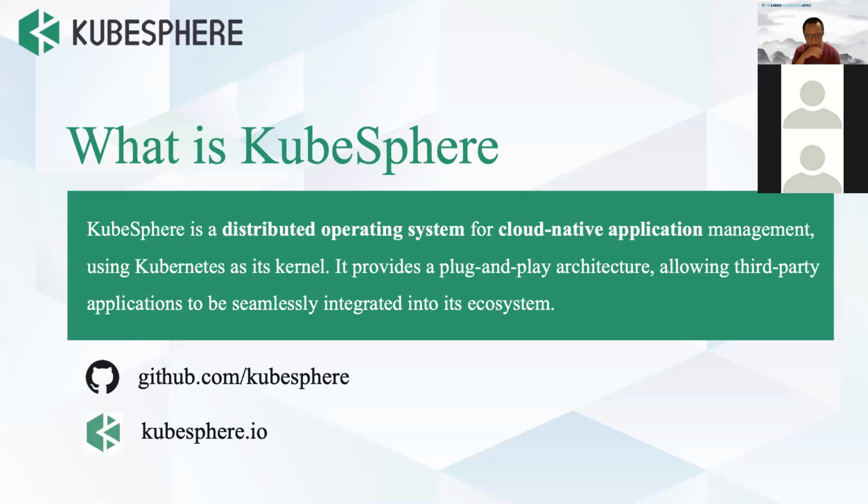So yeah, I already talked a lot about Kubernetes, so let me give a brief introduction about what Kubernetes is. Kubernetes is a distributed operating system for cloud-native application management. Using Kubernetes as its kernel, it provides a plug-and-play artifact, allowing third-party applications to assemble and integrate into its ecosystem. You can get more information from the two links, github.com/Kubernetes or kubernetes.io.